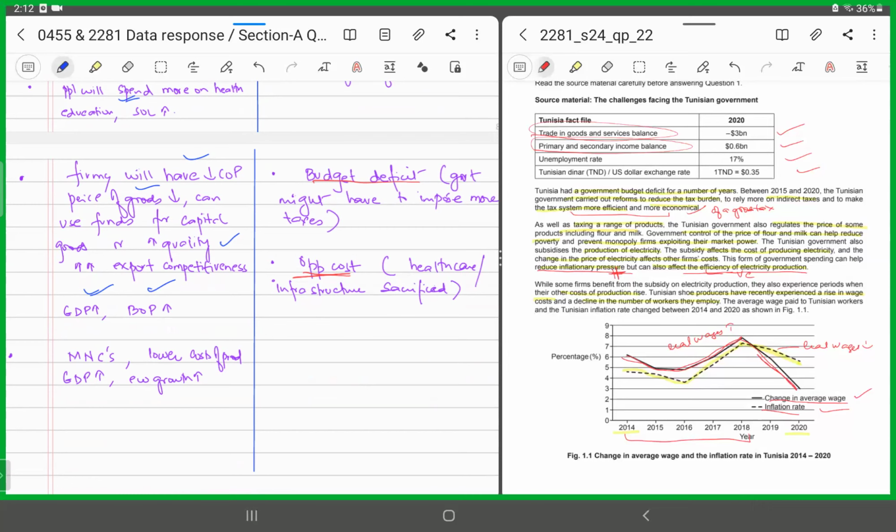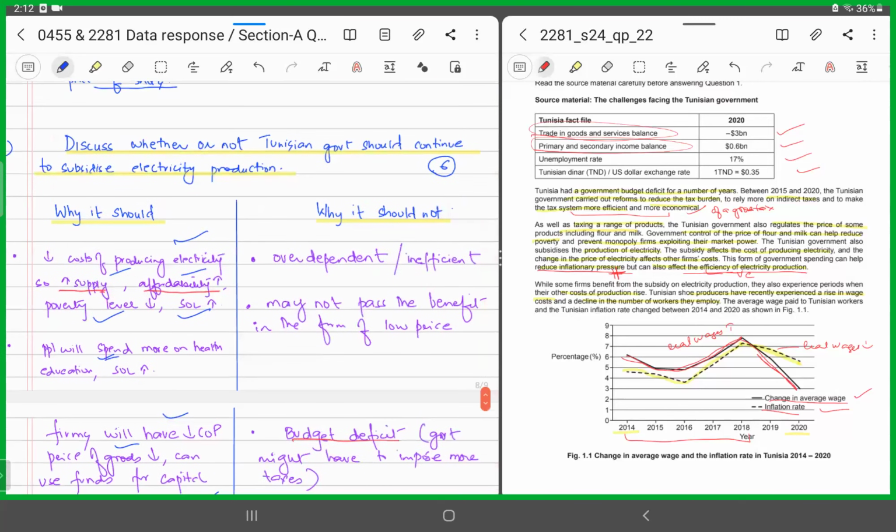Similarly, MNCs, multinational companies, would also be attracted. Why? Because when there would be lower cost of production, they would invest in your country. And as a result, unemployment in your country would reduce and the GDP of your country would improve. So as a result, again, standard of living would increase. So economic growth would be witnessed by Tunisia, right? But then it could also be that it might not be feasible for a government to continue subsidizing electricity production. Why?